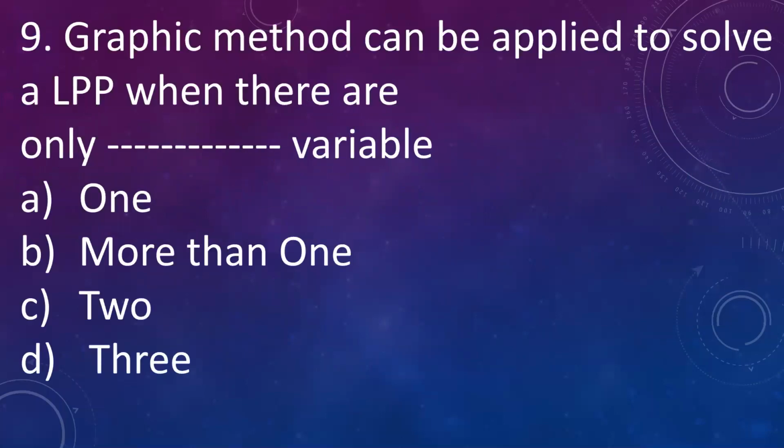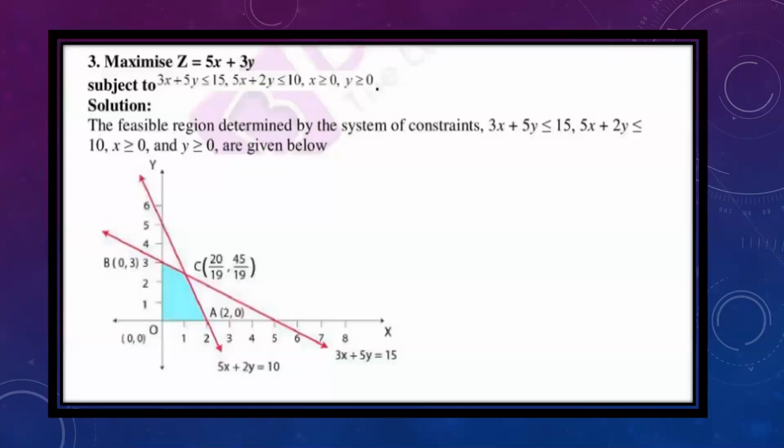Next question is, the graphical method can be applied to solve LPP, that is linear programming problem, when there are only dash variables. A, 1, B, more than 1, C, 2, D, 3. The graphical method is applied only when there are two variables, because on the graph we have only two axes and two variables can be expressed simultaneously only. So when there are two variables, we can use the graphical method to find the solution.